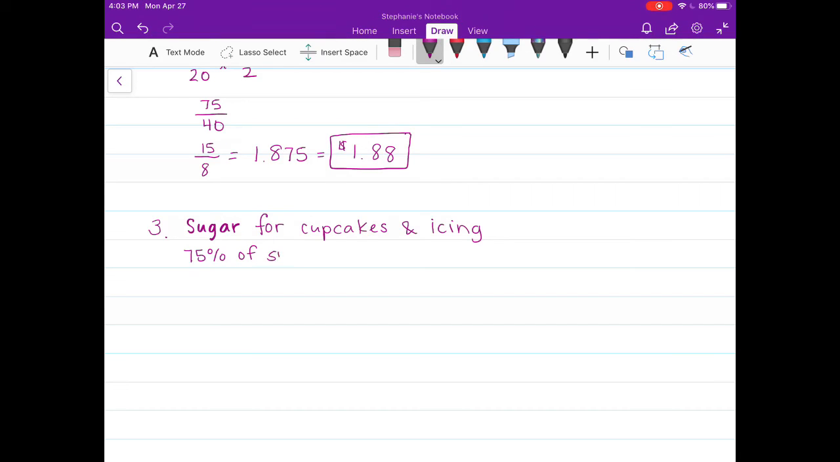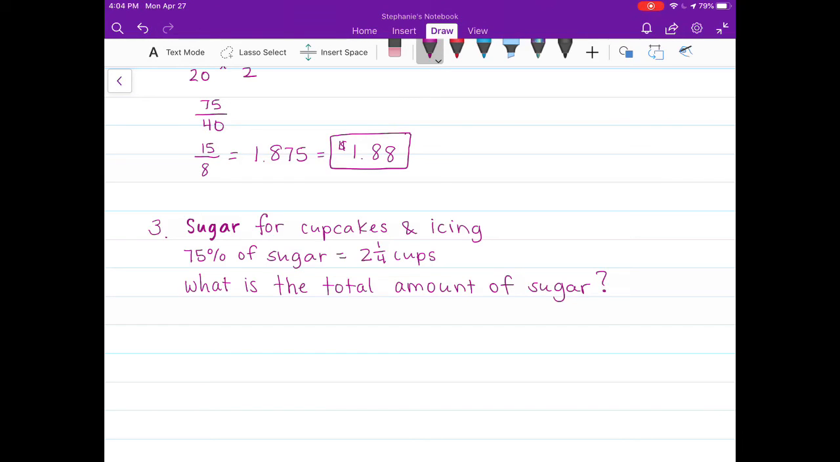75% of the sugar you need will go to the cupcakes, and then the remaining will go to the icing. The 75% of sugar is 2 1/4 cups. We want to know what is the total amount of sugar that you need, right? That's what we're going to be looking for. Let's get started on finding our whole.